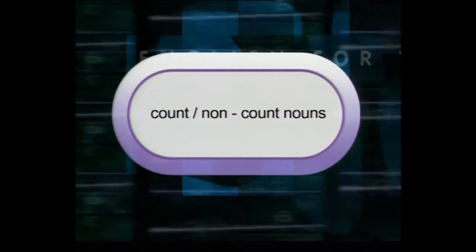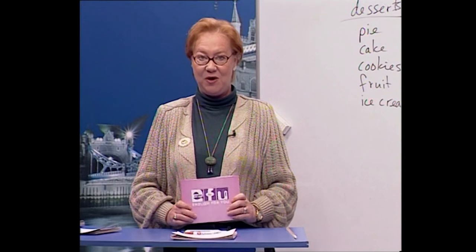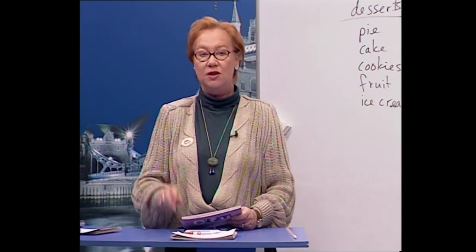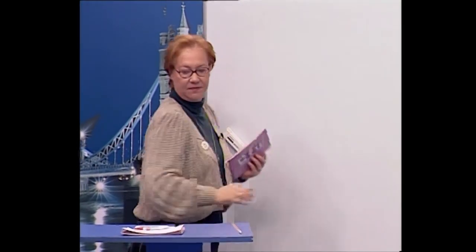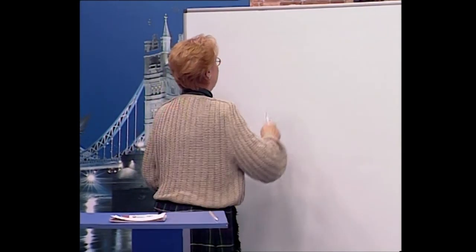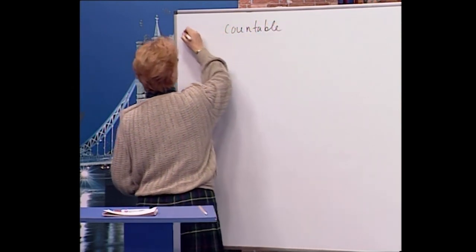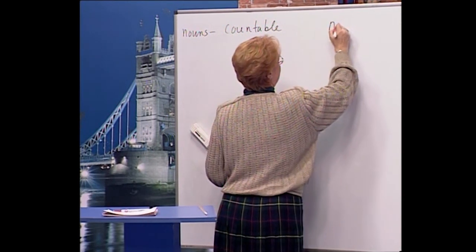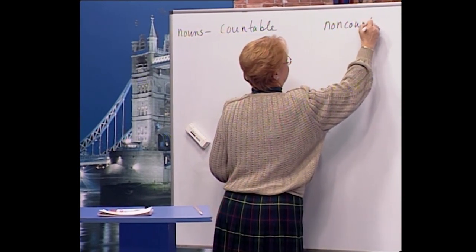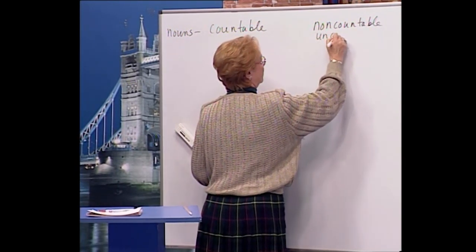Count and non-count nouns. Now, we're going to talk about two groups of nouns. This is important for English. There are two groups of nouns: countable and non-countable. Some grammar books say uncountable.